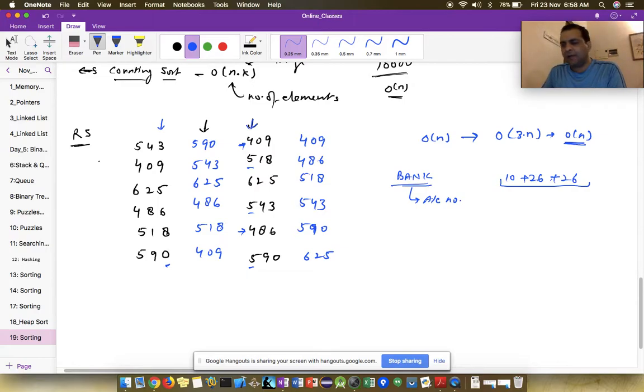You can have companies whose employee IDs have the same number of digits for all employees. In those cases also Radix sort can be used. All right, great.